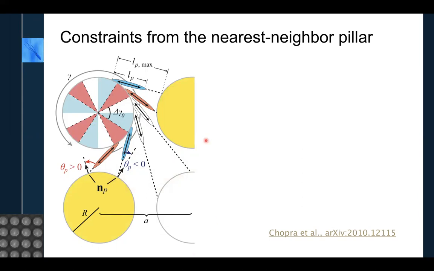In addition to the physical length constraint from the neighboring pillar, different signs of orientation of the cell relative to the pillar can also lead to torque in the opposite direction, and that leads to distinct attractive and repulsive zones. For more detail of this geometry, you can find it on arXiv, which is a preprint.